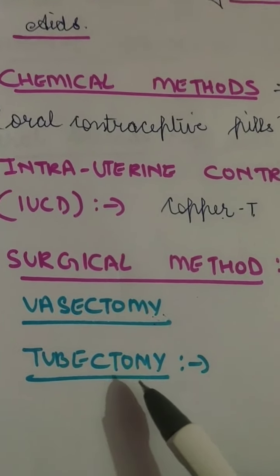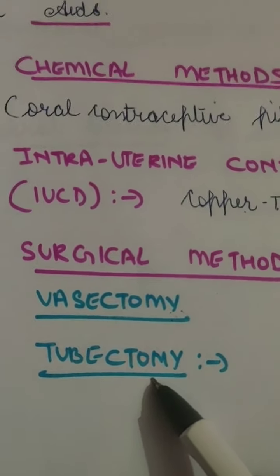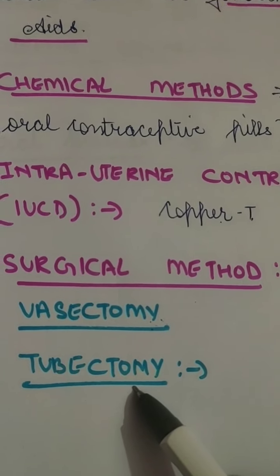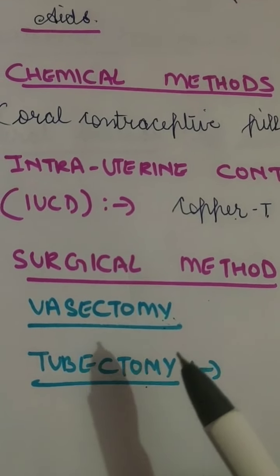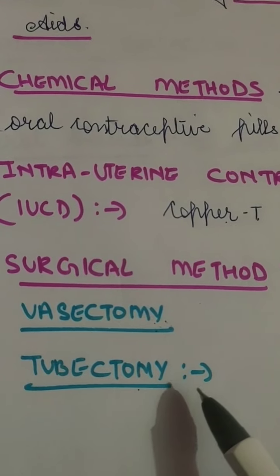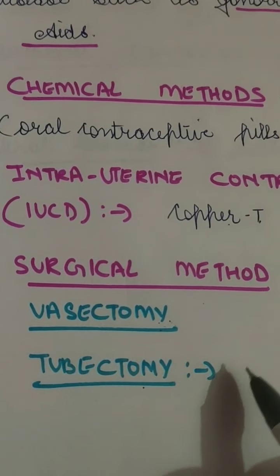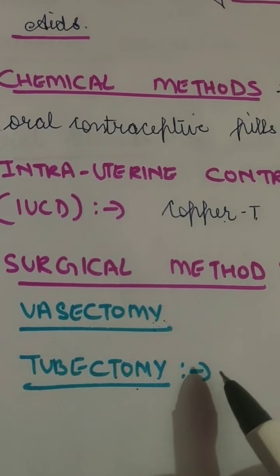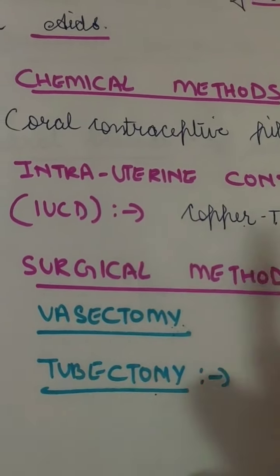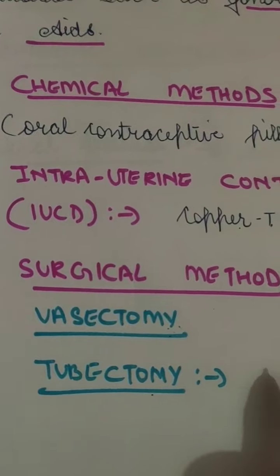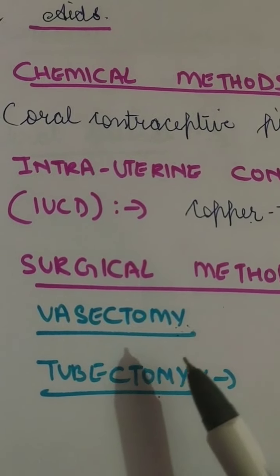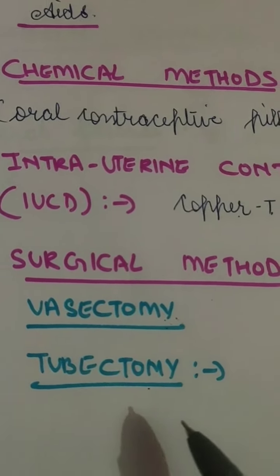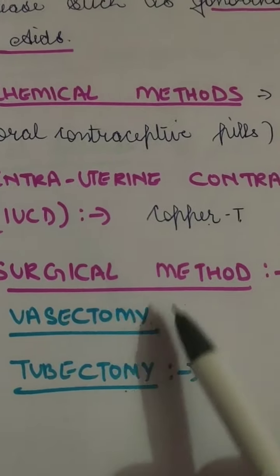Okay, in the case of females, it's called tubectomy. This tubectomy is done in the females. The same process, they just tie the fallopian tube so that no ovum can enter the oviduct. The ovaries will make the eggs, but they will not go to the oviduct. So this is called tubectomy. So these are the surgical methods.